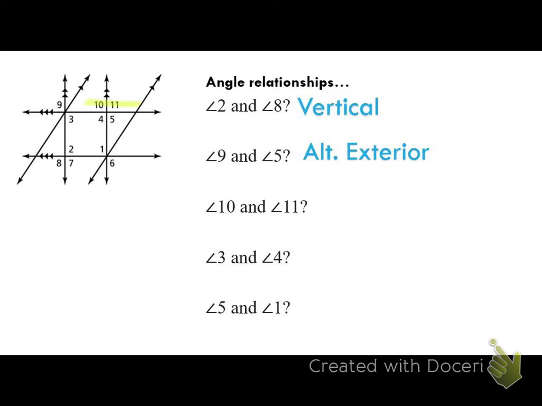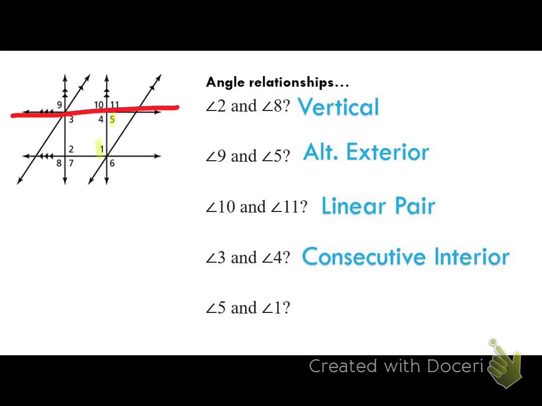10 and 11, linear pair. 3 and 4, consecutive interior. They're inside the double lines, but they're on the same side of their transversal. Consecutive interior. 5 and 1, alternate interior. They're on the inside of their double lines, but on opposite sides of their transversal. Good eye. You could go to next page.